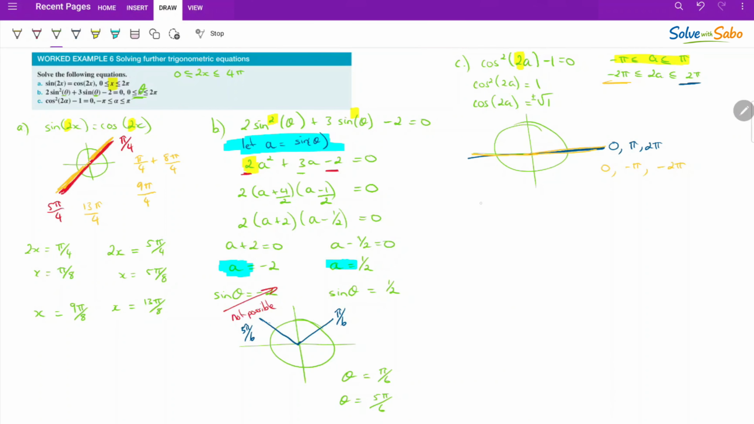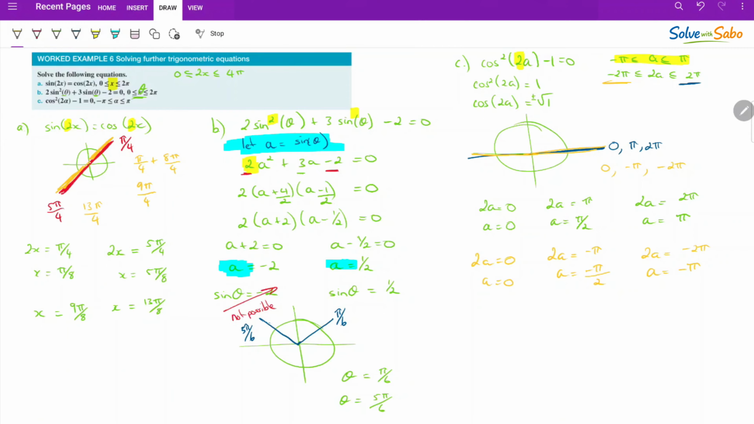So for each of these, we're going to go through them one by one. 2a equals 0, so a is 0. 2a equals pi, so a is pi on 2. And 2a equals 2 pi, so a is pi. Then, in the negative angles, we already saw before that 2a is 0, so we can just ignore that. We already know that. That was a solution. We know that 2a is negative pi, so a is negative pi on 2. And 2a is negative 2 pi, so a is negative pi. And those are our 5 solutions for a.